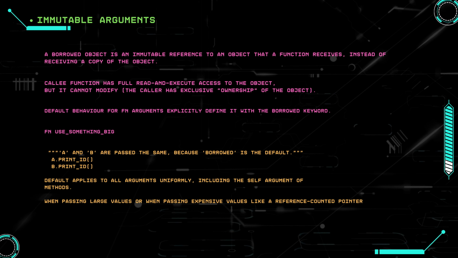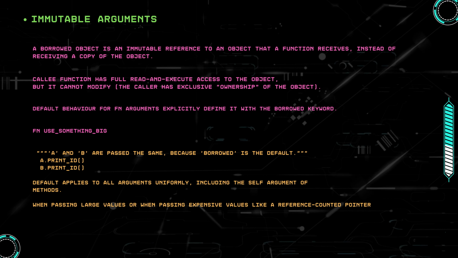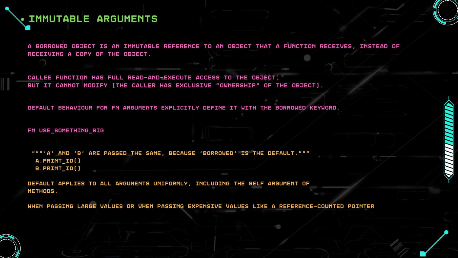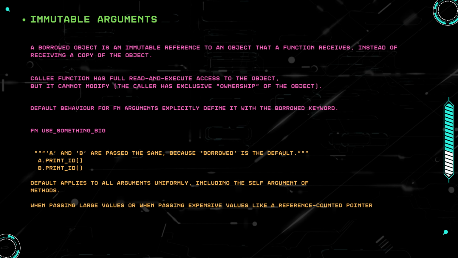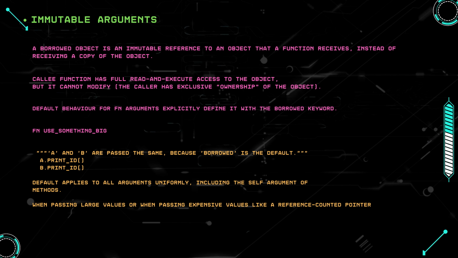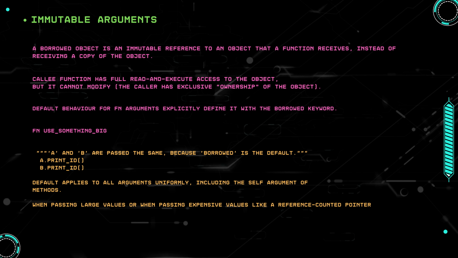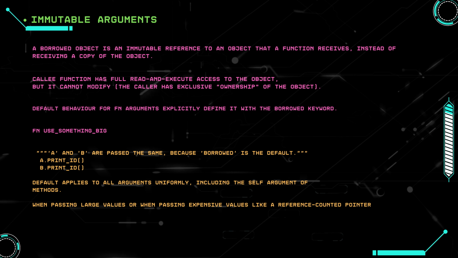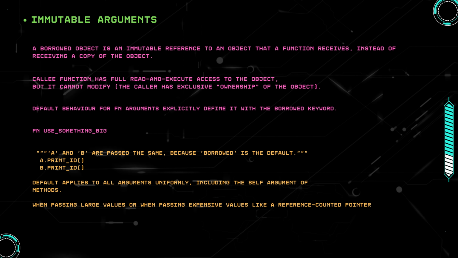Immutable arguments. A borrowed object is an immutable reference to an object that a function receives, instead of receiving a copy of the object. The called function has full read and execute access to the object, but it cannot modify it. The caller has exclusive ownership of the object.